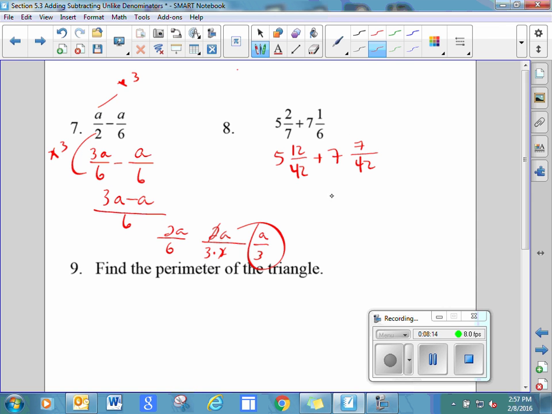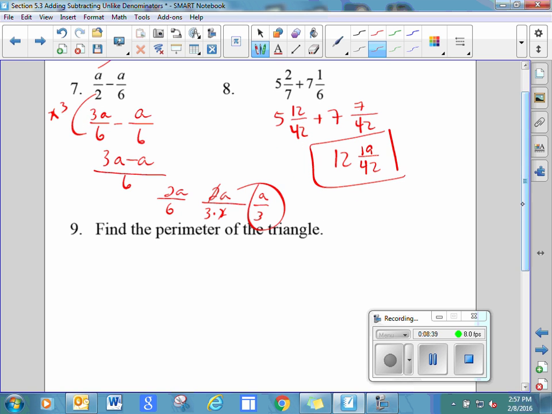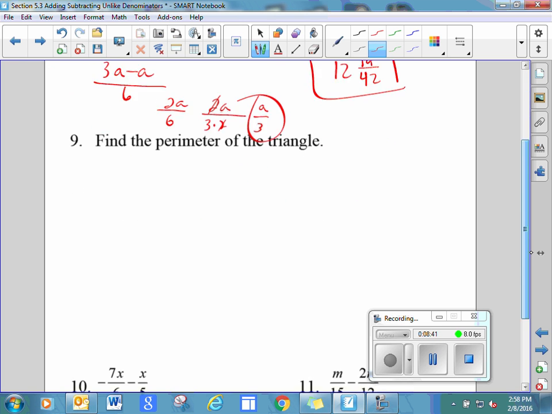Now we can add these guys together, and you end up with 12 as the mixed number piece. And then the fractional piece is 12 plus 7, which is 19 over 42. And you can leave your answer like that. We don't do a lot with mixed numbers. They may have some for you in the textbook, but that's why I threw this one in here. But generally speaking, in algebra, we don't do too much with mixed numbers.